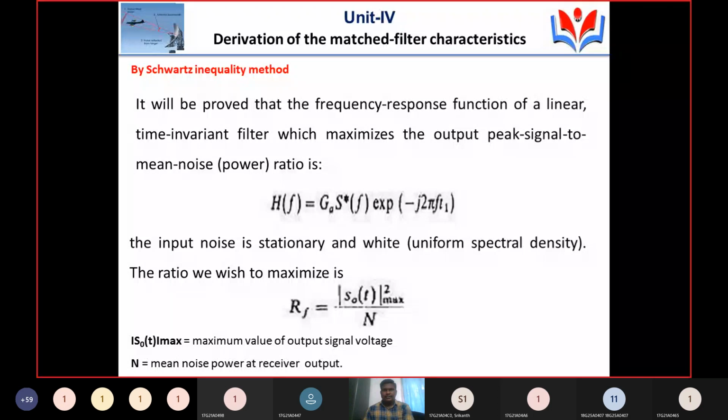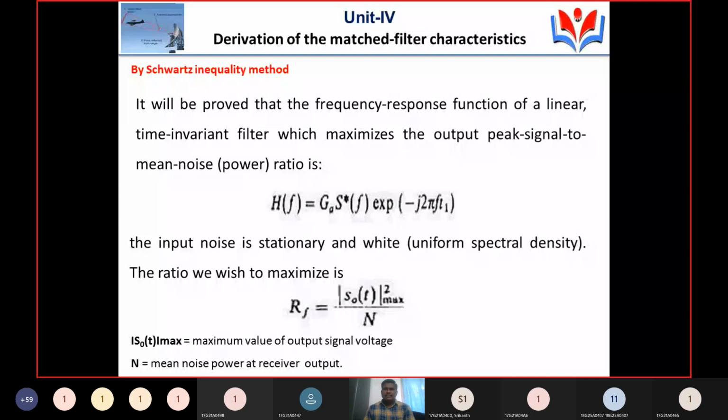So it will be provided the frequency response of the filter. Here the filter that we are going to consider for the radar receiver is an LTI system. LTI means what? Linear time invariant. So almost all practical systems must be LTI systems only, right? Which maximizes the peak signal to noise ratio.